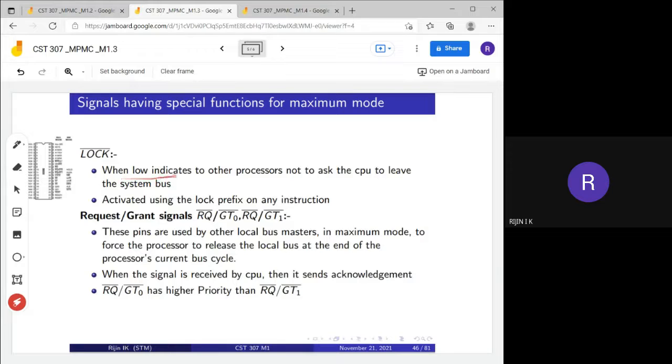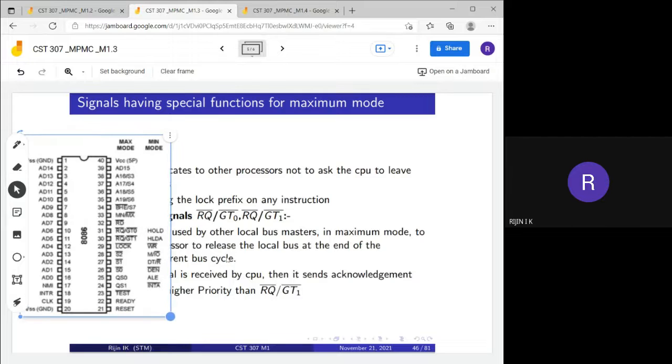When low, it indicates to other processors not to ask the CPU to leave the system bus because the processor is using that system bus. So no other processor or external device can access that system bus. It is locked. Okay, so that is the lock pin. This pin, the lock pin, is pin number 29. It will lock the CPU system bus.